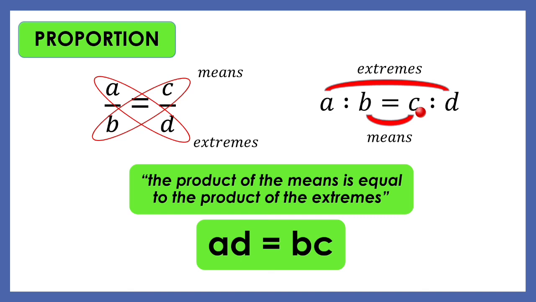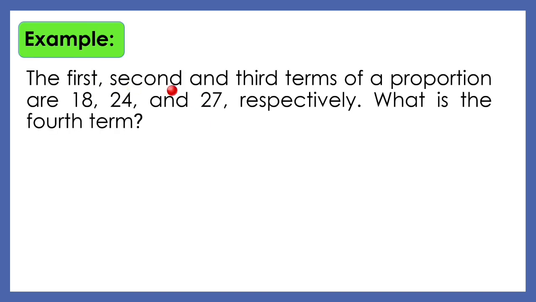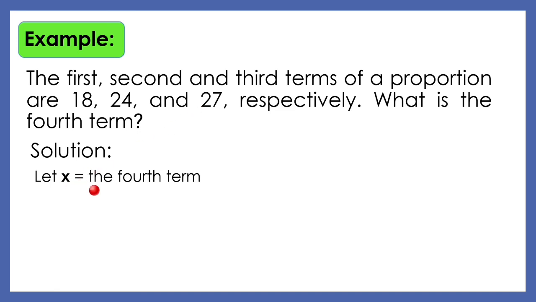We can use this in solving problems involving proportion. Let us have an example involving proportion. The first, second, and third terms of a proportion are 18, 24, and 27 respectively. What is the fourth term? To get the fourth term, we will first write the problem into a proportion. Since the given are only the first, second, and third terms, we will write the fourth term as a variable. We will let x be the fourth term.